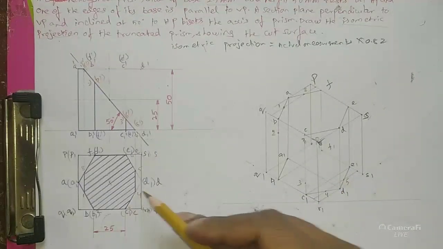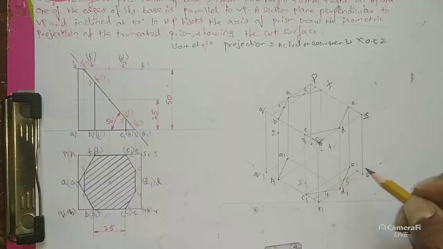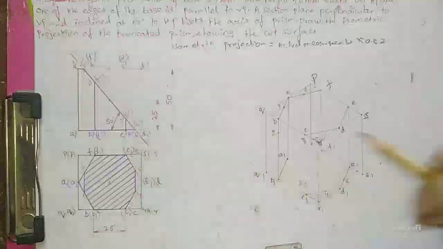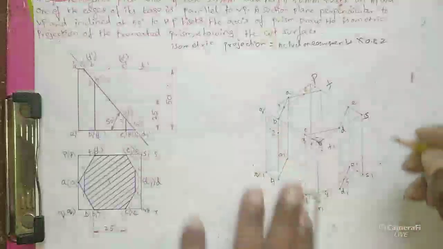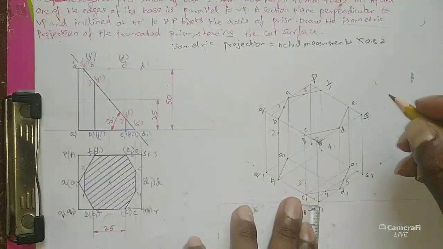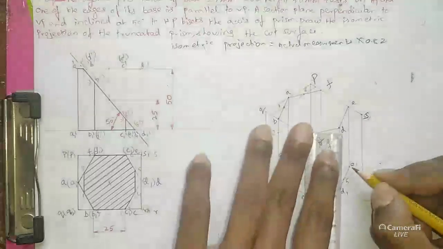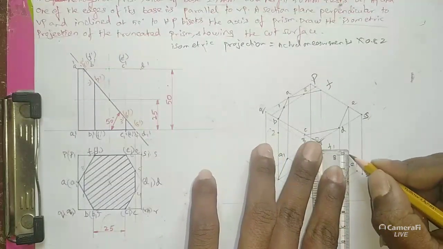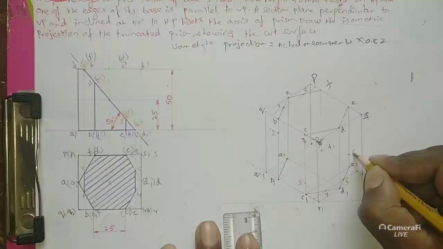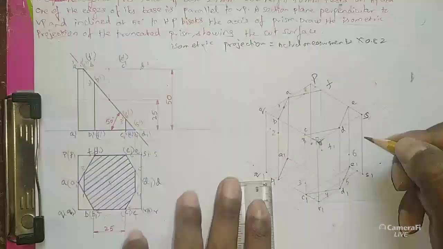Here it is C1 and D1. 5 lies in between D1 and E1. So this is the way to mark points 4 and 5. And now we have to mark point 6. So 6 from E, just take a measurement of 8 mm. So this is point 6, and finally we have to mark point number 7.